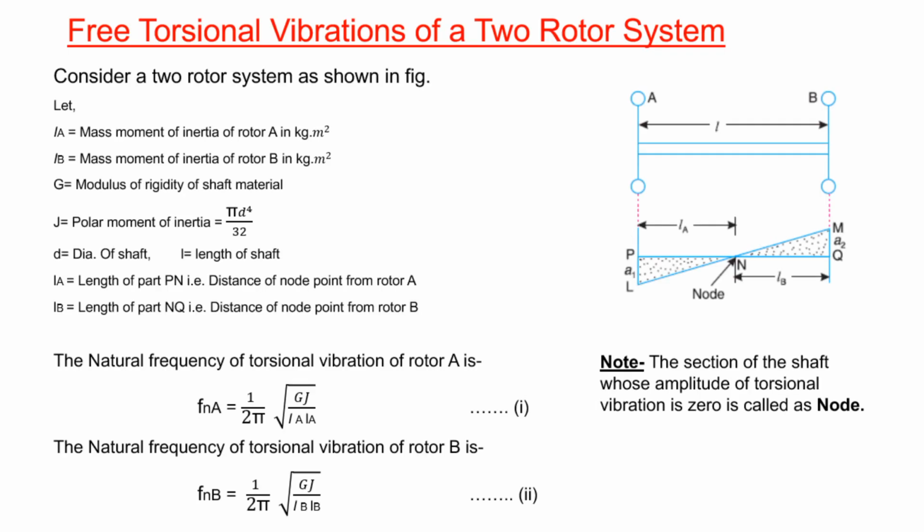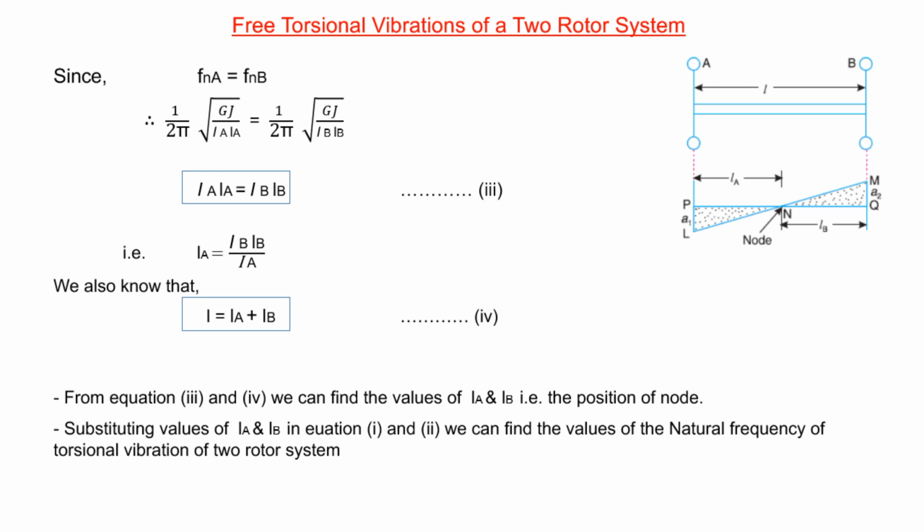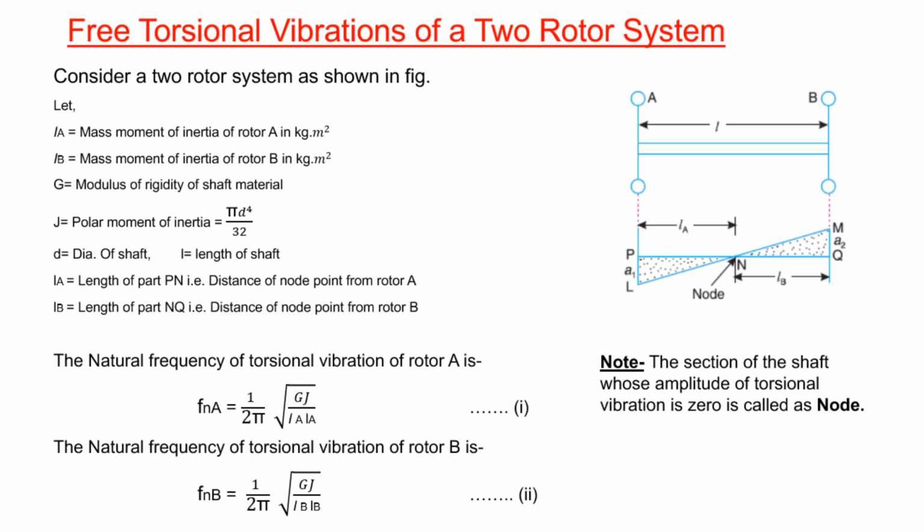What we have done is assume the two rotor system as two independent single rotor systems, with the frequency for these single rotor systems being Fna = Fnb. We got equation 3 as LA IA = LB IB, and we also know that L = LA + LB. Solving these two equations, we get the values of LA and LB, that is, the position of the node point. Putting these values of LA and LB in equations 1 and 2, we get the frequencies of torsional vibration of these rotors. That is nothing but the torsional vibration of the system.